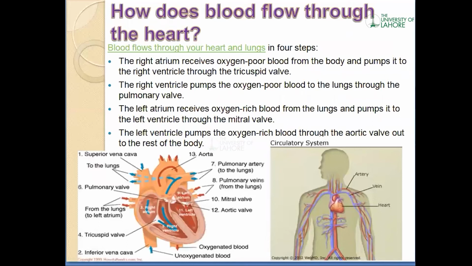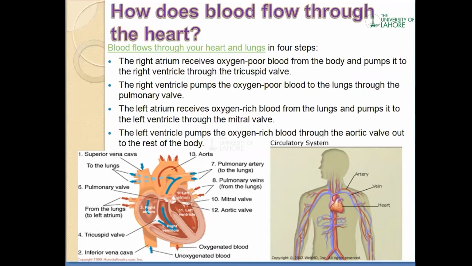How does blood flow through the heart? The blood flows through the heart and lungs in 4 steps. The right atrium receives deoxygenated blood from the body and pumps it to the right ventricle through the tricuspid valve, and the right ventricle pumps the deoxygenated blood to the lungs through the pulmonary valve.